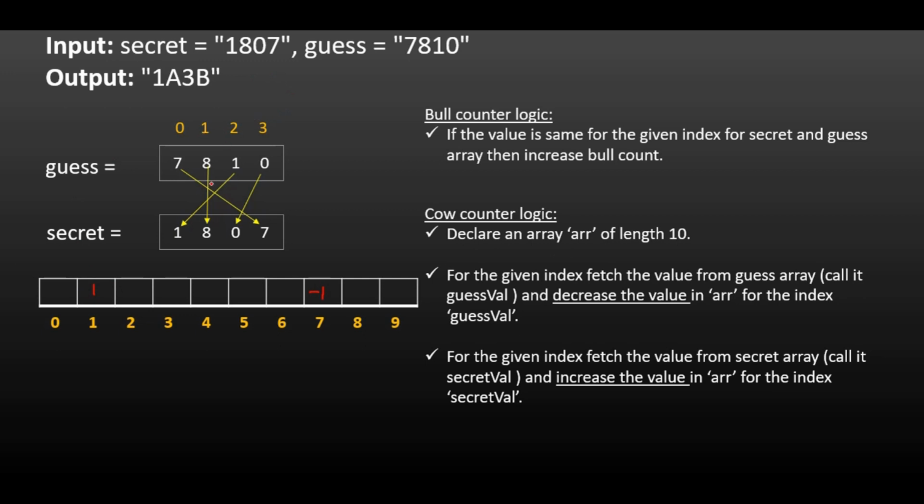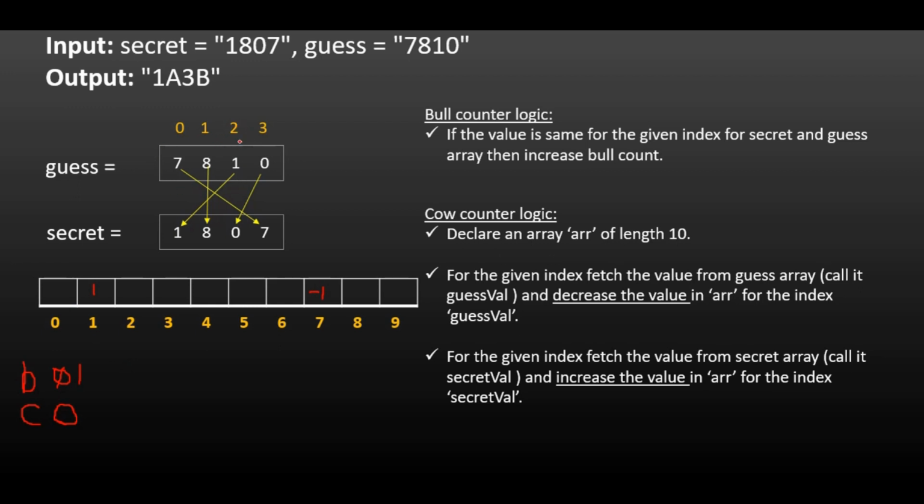Now I will go to the first index. Since both the values match, the bull counter will increase, right. Let me write the bull counter. Let us say this is B and the cow counter is C. So cow is initially 0 and B is also 0, right. Initially both the counters are 0. Now here at index 1, since both are same, my bull counter will increase, right. So this is now 1, and I will go to the next index, right.